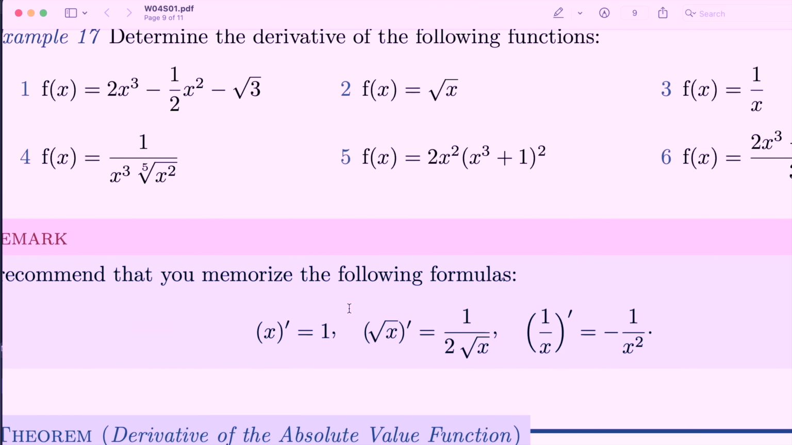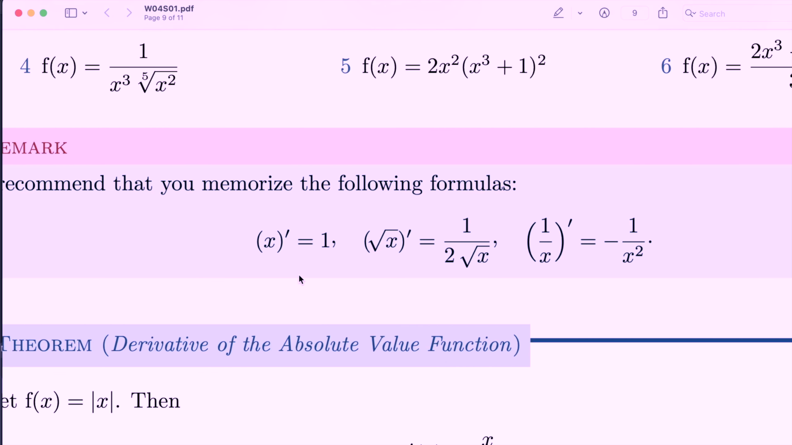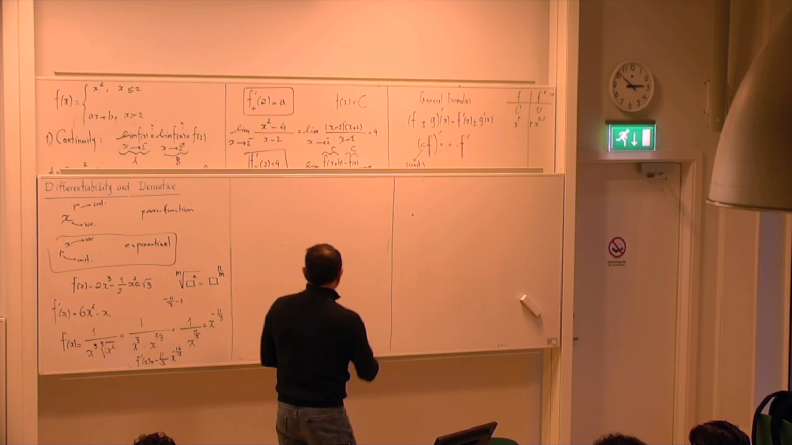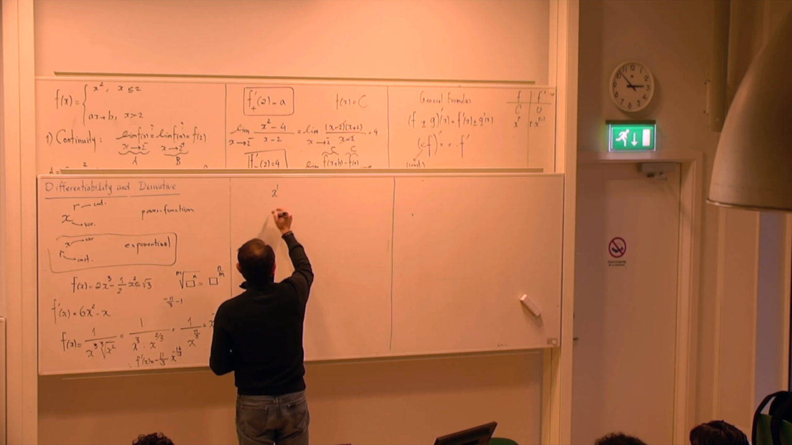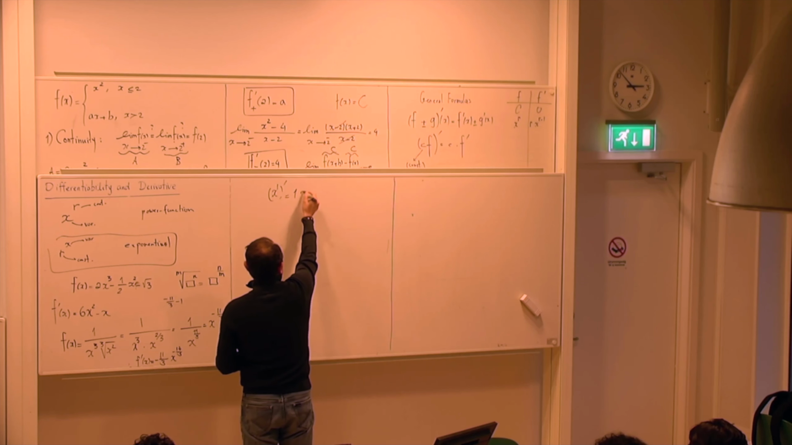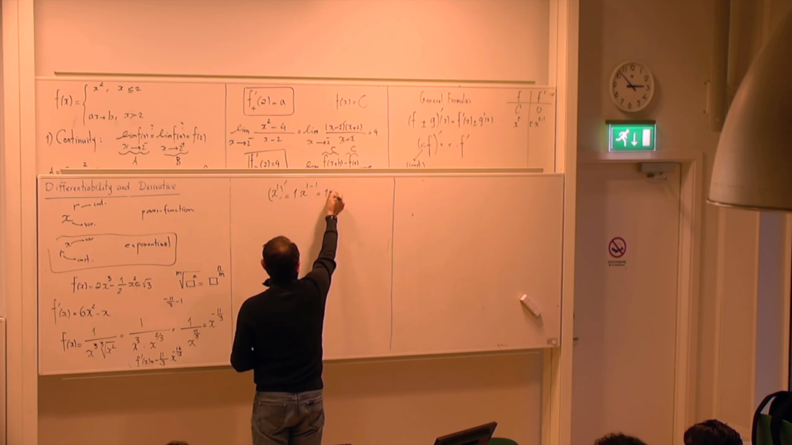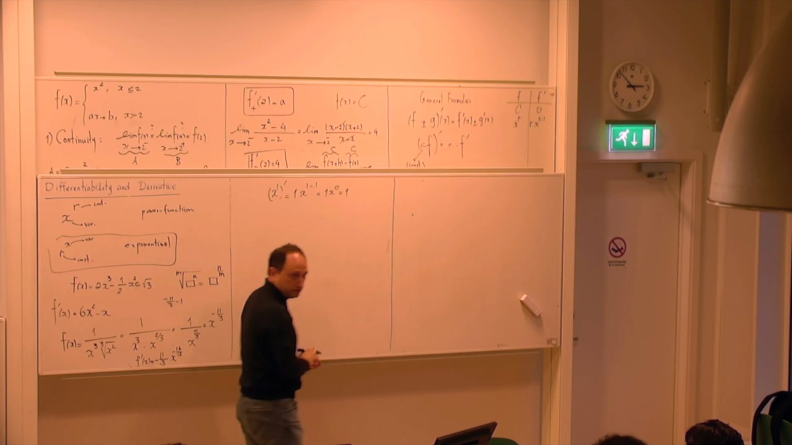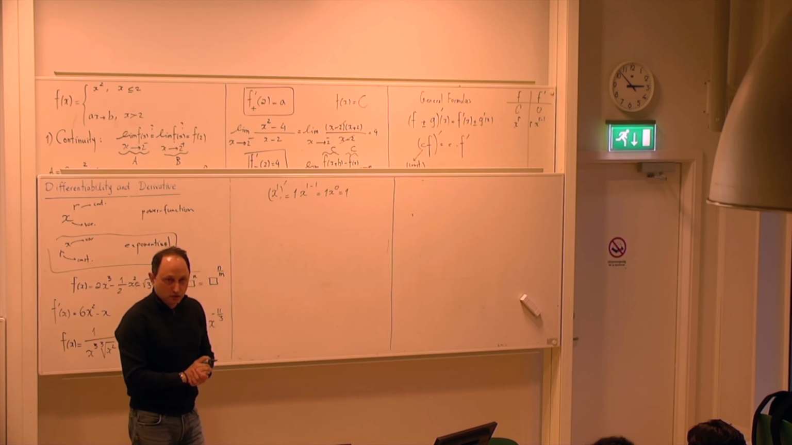But I also recommend you remember: what is the derivative of x? 1. The derivative of x is 1. Why? Because x is x to the power 1. So the 1 goes down, x to the power 1 minus 1, which is x to the power 0, and it becomes 1. So the derivative of x is always 1.